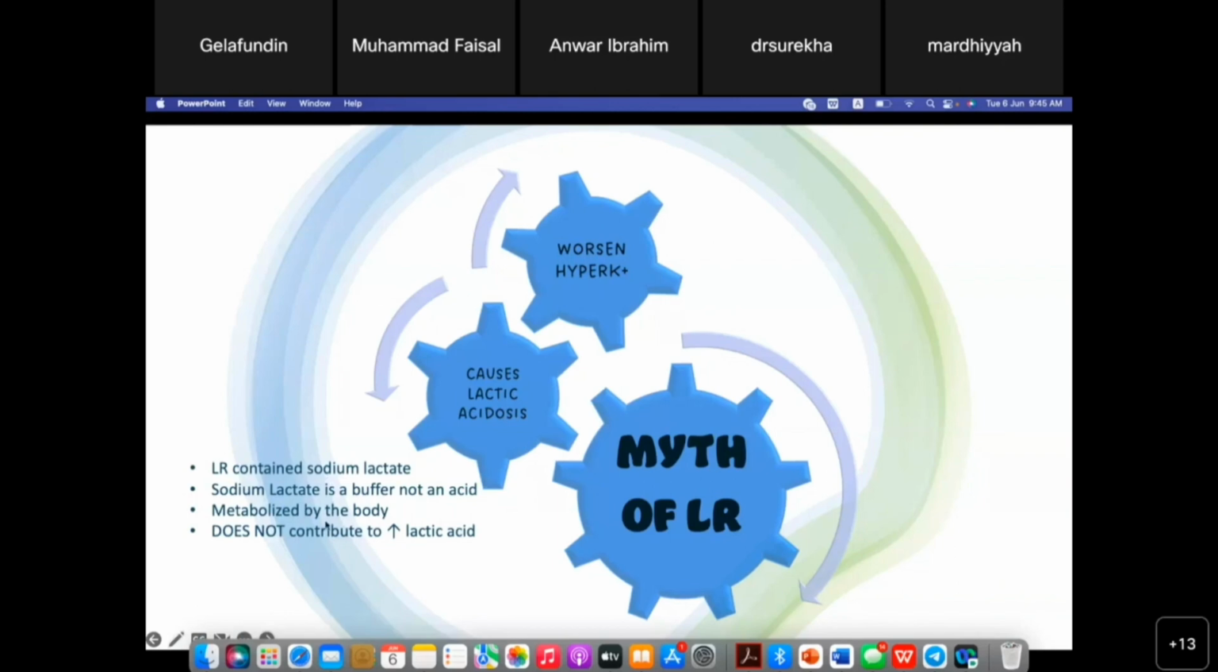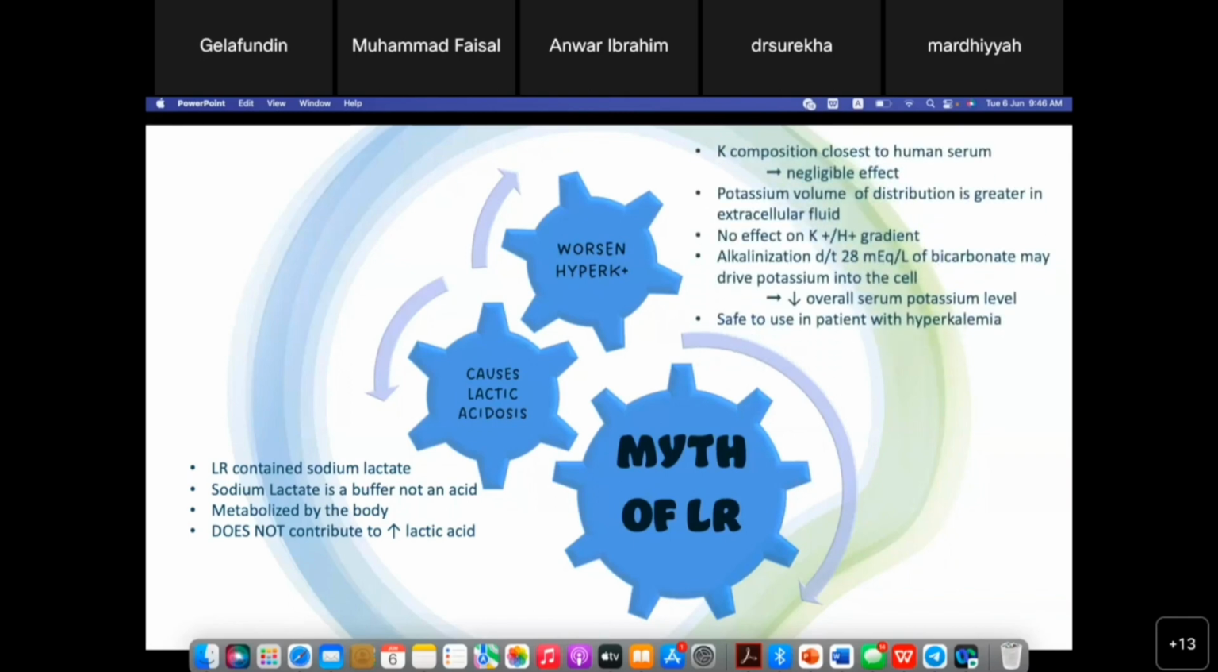So actually it does not contribute to an increase in lactic acid. So dia boleh guna actually untuk patient yang ada lactic acidosis. Lagi satu myth is that it can worsen the hyperkalemia because dalam ringan lactate ni dia ada potassium kan. Dalam normal saline tak ada potassium. Tapi actually the potassium composition is physiologically closest to the human serum.